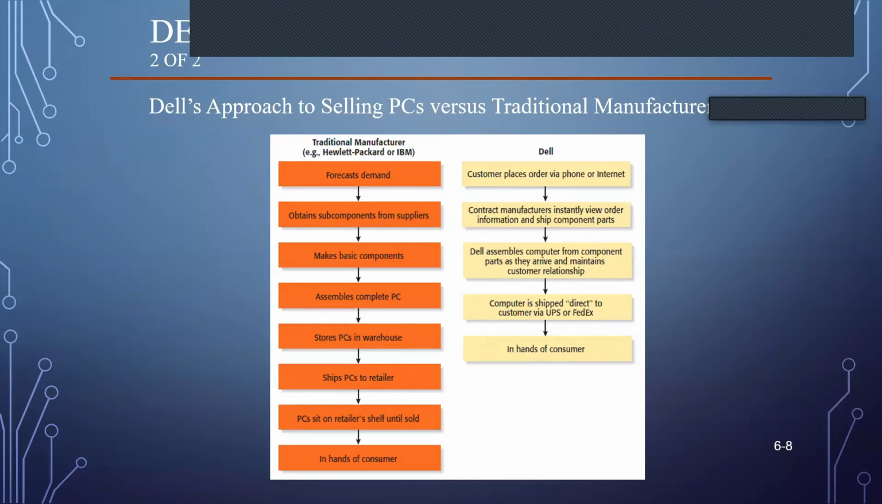They would contract with these manufacturers who would instantly view the order information and ship the component parts necessary for Dell to then assemble the computers from the component parts as they arrived, and then maintain customer relationships. They were able to communicate the status of your build when you went to your site or when you contacted them. And then the computer would be shipped directly to customers via UPS or FedEx, and then it would be in the hands of consumers.